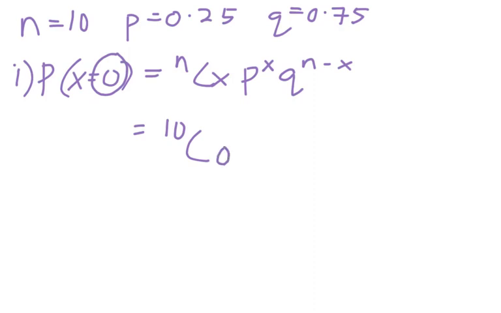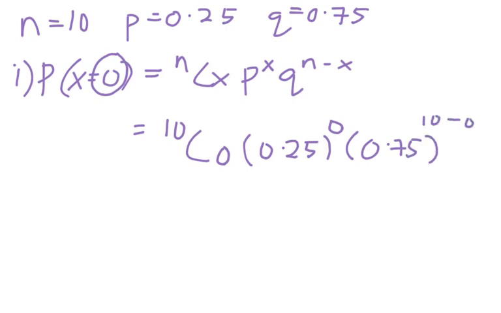And then p. Whenever you want to substitute into the formula, for p and q, always put brackets. So p here you have 0.25, to the power of x, and again our x is 0, so to the power of 0. And then q, we have 0.75 to the power of n minus x, which is 10 minus 0. After we substitute, then we can calculate the value.